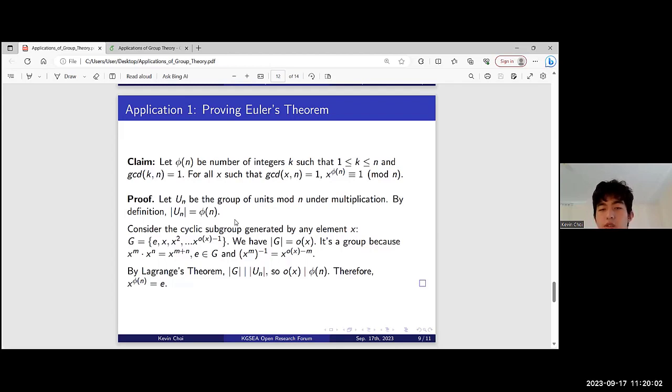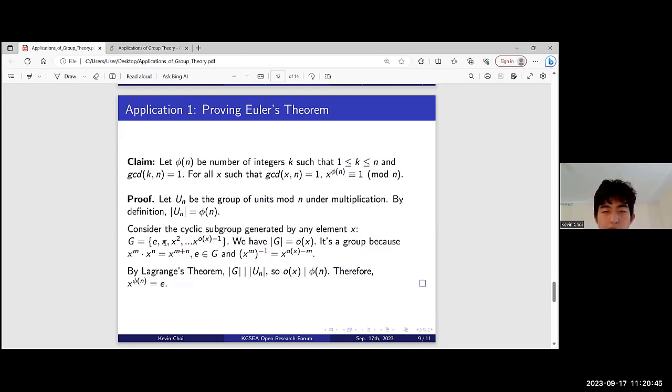So here we have the magnitude of G equal to the order of x, since the magnitude of G is how many elements there are, and we can count from x to the 0 all the way through x to the order(x) minus 1. Here we have G as a group because x to the m times x to the n equals x to the m plus n, and we have e inside G, and we also have the inverse too, which is x to the n to the -1 equal to x to the order(x) minus n, which satisfies all four different properties of a group.